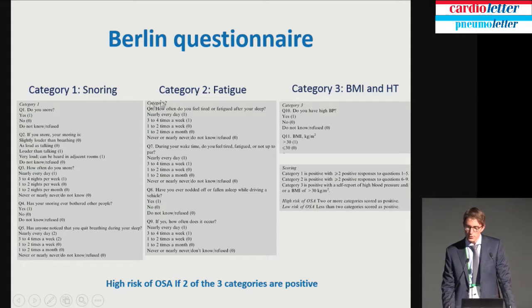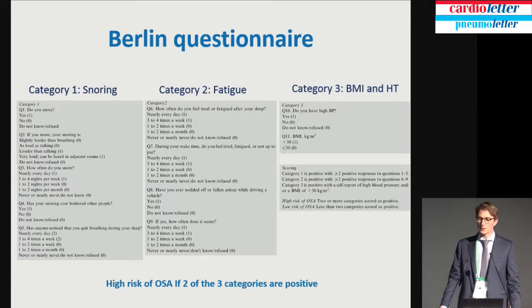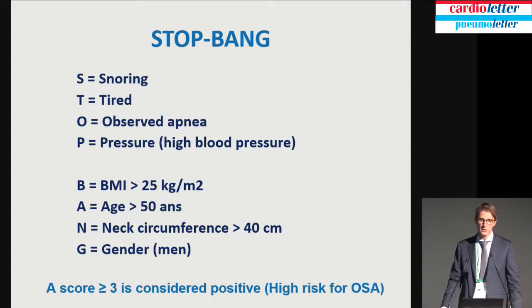So it has 3 different categories. One is snoring, one is fatigue, and one is about BMI and hypertension. So if the patient has 2 out of 3 of these categories that are positive, it's considered at high risk for sleep apnea. The problem with this score is that it's pretty complicated and not many clinicians use it because it's time consuming. Another option that is more simple to use is the STOP-Bang.